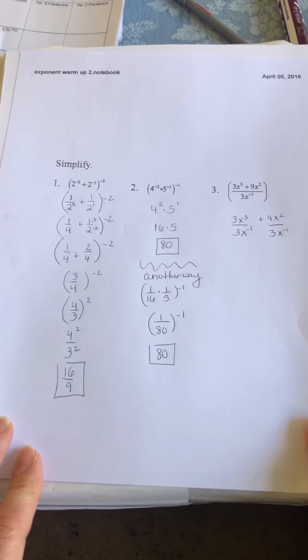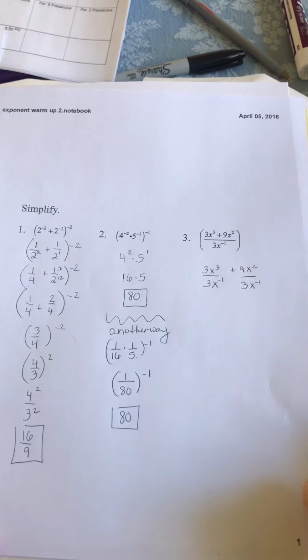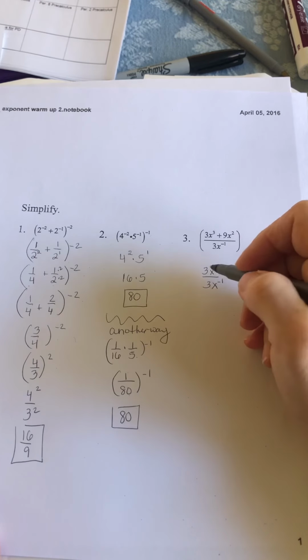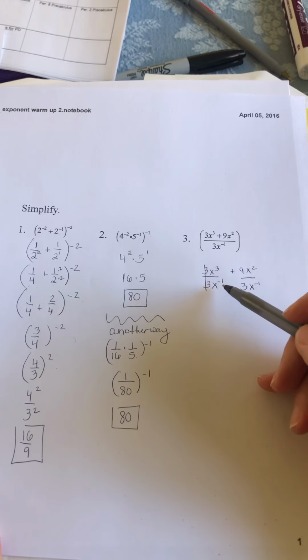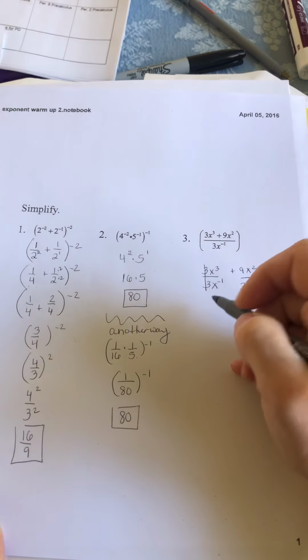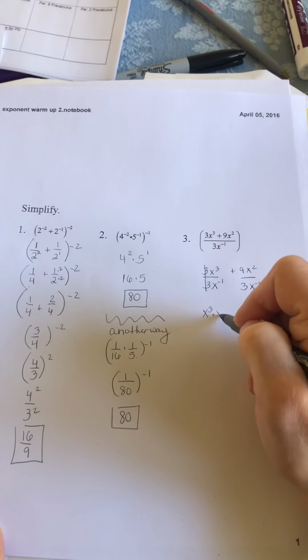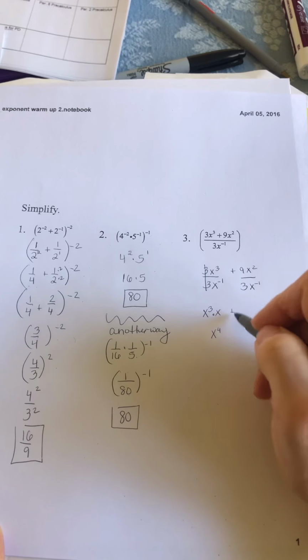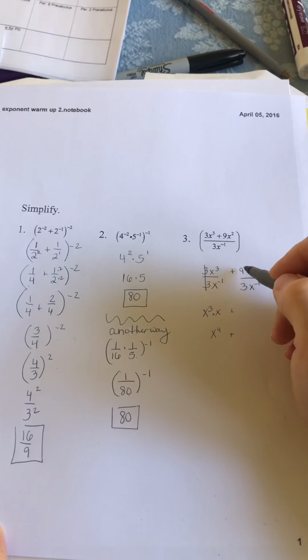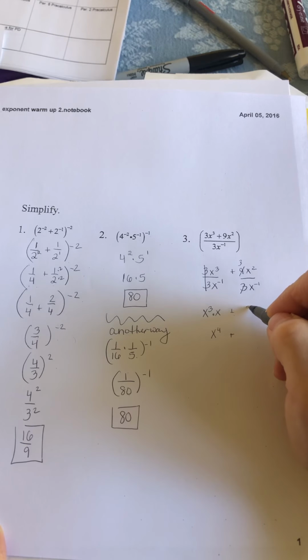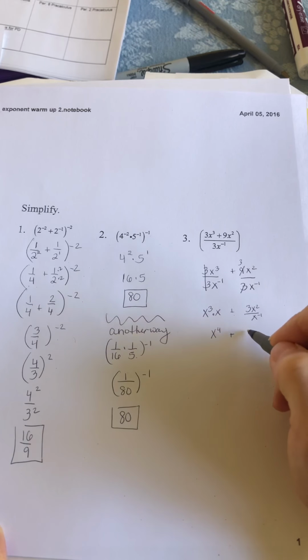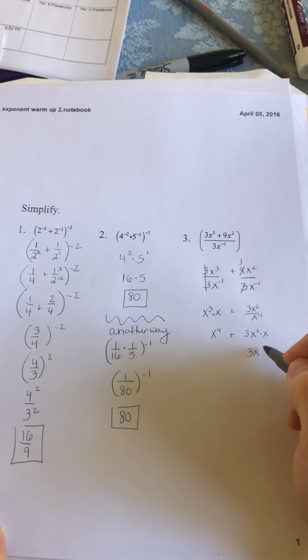And then we can simplify just like that. So if we think about over here, the 3's are going to cancel. And what I'm left with is x to the third divided by x to the negative first. So this is really like saying x cubed times x, or x to the fourth. And on this side, I know 9 divided by 3 is going to give me 3. So this is like saying 3x squared over x to the negative first, or 3x squared times x, or 3x cubed.